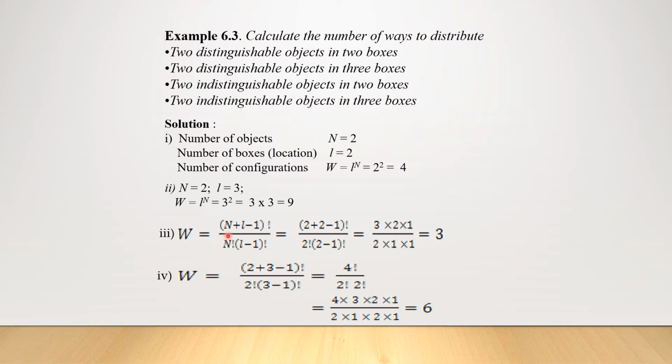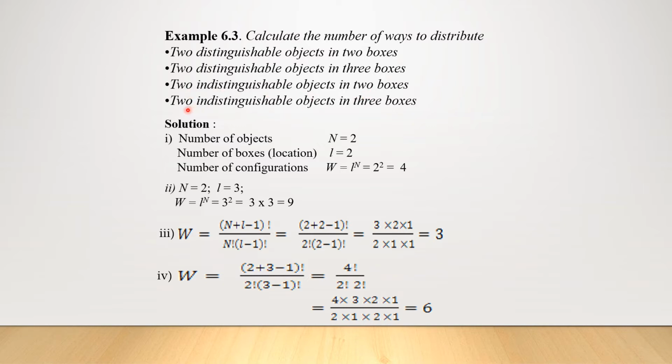The value of n is 2. The value of L is also 2. So (2 plus 2 minus 1) factorial divided by the value of n, that is 2 factorial, into L minus 1, so (2 minus 1) factorial. If you solve this, 2 plus 2, 4 minus 1, that means 3 factorial. The value of 3 factorial is 3 into 2 into 1. Similarly, 2 factorial is 2 into 1, and 2 minus 1 means 1 factorial, the value of which is 1. So if you solve this, the number of ways comes out to be 3. That means there are 3 ways to distribute 2 indistinguishable objects in 2 boxes.